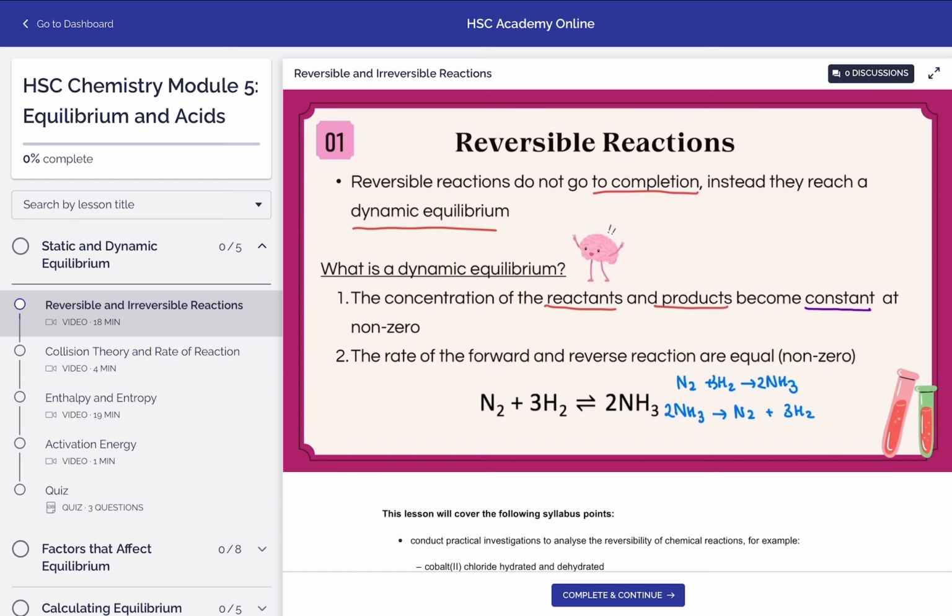And so overall, there's not going to be any change to the amount of nitrogen, hydrogen, or ammonia present, because as soon as it's being produced, it's being decomposed back into nitrogen and hydrogen. And that is why the concentrations of our reactants and our products remain constant, because the rates of the forward and the reverse reaction are equal.